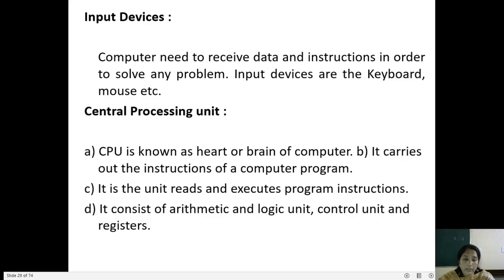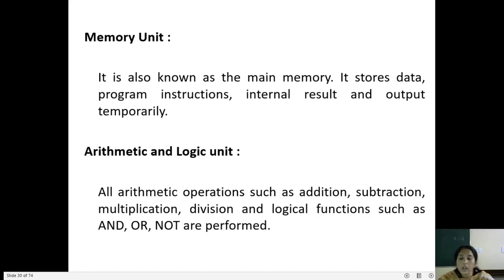Okay, so let's see. The input device helps the user to enter the data to solve any problem, as I just told you, like the keyboard and mouse. The CPU is the brain of the computer. It carries out the instructions. It reads, writes and executes the instructions. It consists of ALU, control unit and registers. And there is memory. Memory is divided into two units, primary and secondary. Data, instructions, internal results and output are stored temporarily in primary memory, but in secondary memory they are stored permanently.